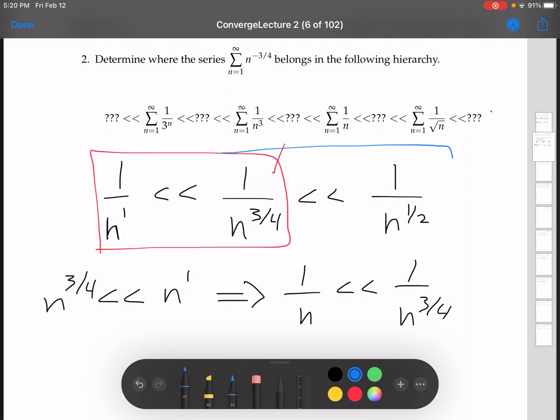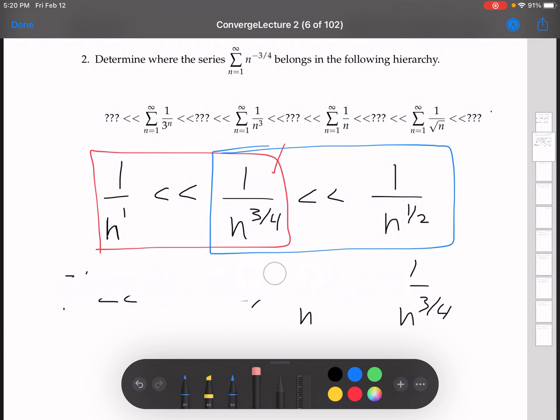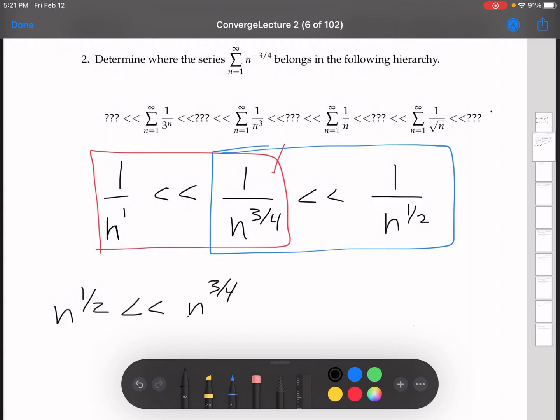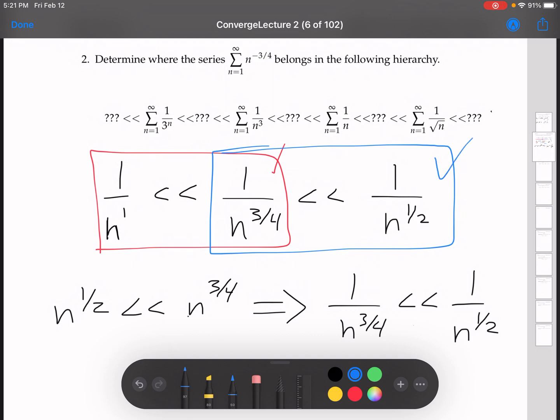Now let's check out this relationship. Well, let's see. N to the 1/2 goes to infinity slower than n to the 3/4. Again, this idea of bigger powers go faster. So then we know that 1 over n to the 3/4 goes to infinity slower than 1 over n to the 1/2. And so we know that this checks out. So in fact, yes, our answer is that right there.